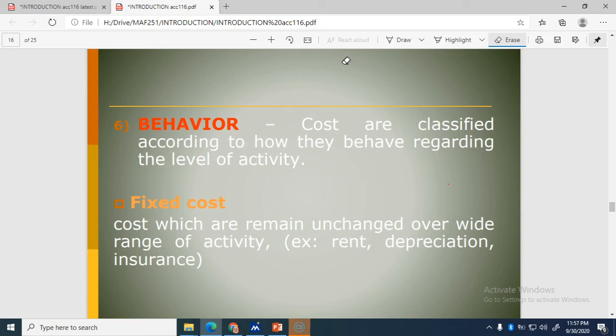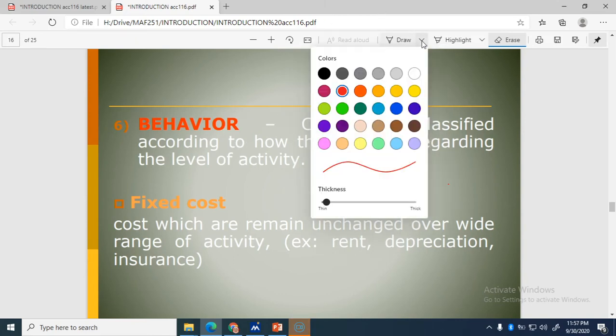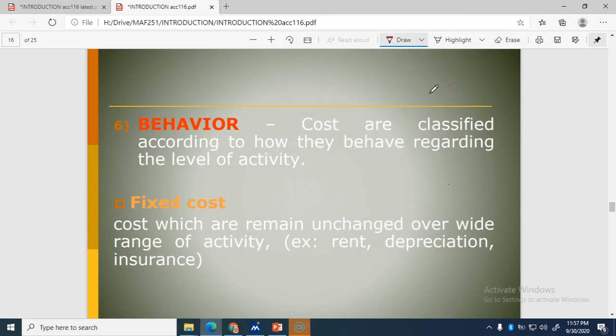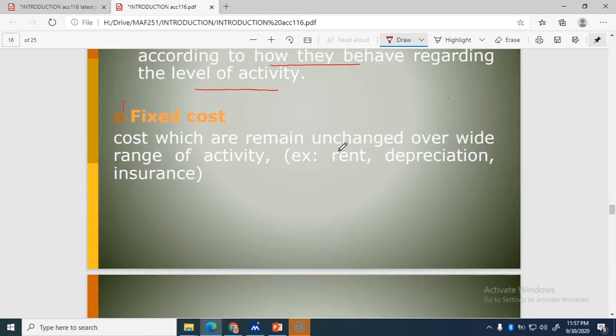Okay, so the next one we'll see is classification of cost by behavior. Behavior here means we classify the costs according to how they behave regarding levels of activity. So we have four types of behavior. Number one, fixed cost. What is fixed cost?